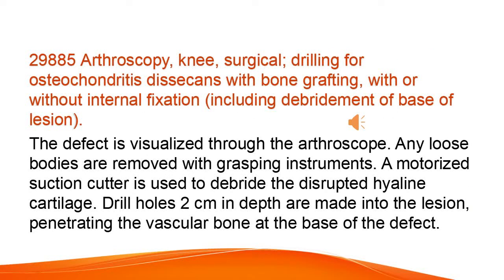Arthroscopy, knee, surgical, drilling for osteochondritis dissecans with bone grafting, with or without internal fixation, including debridement of base of lesion. The defect is visualized through the arthroscope. Any loose bodies are removed with grasping instruments. A motorized suction cutter is used to debride the disrupted hyaline cartilage. Drill holes 2 cm in depth are made into the lesion, penetrating the vascular bone at the base of the defect.